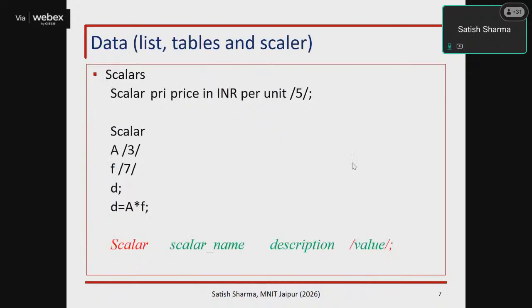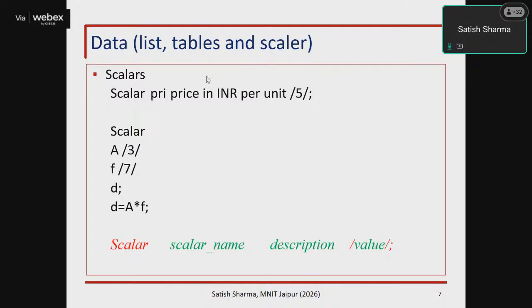Now we talked about the input data. So we discussed there are three types of data: scalar, parameter, and tables. First of all, if I talk about scalar, you can see at the bottom the syntax. The red colors are mandatory. You cannot change them. So scalar, I have to write it down like this only. Then the scalar name. It can be anything, whatever name you want.